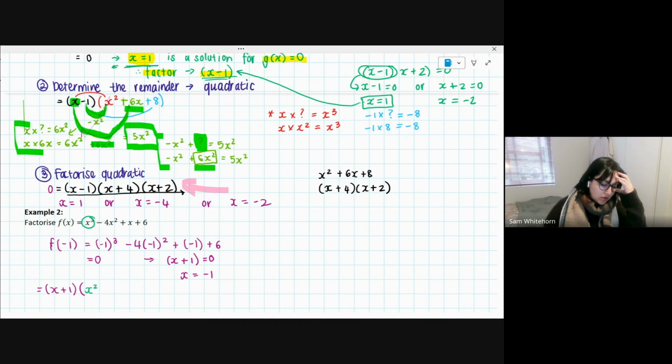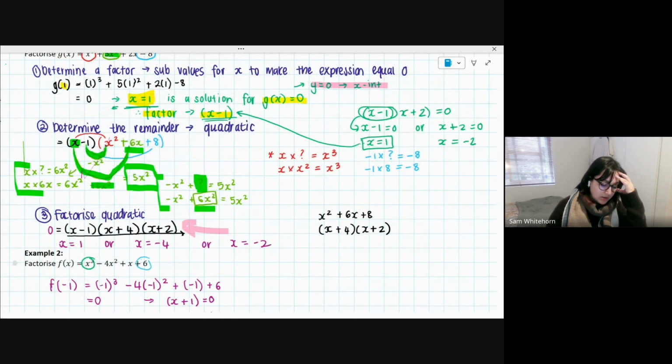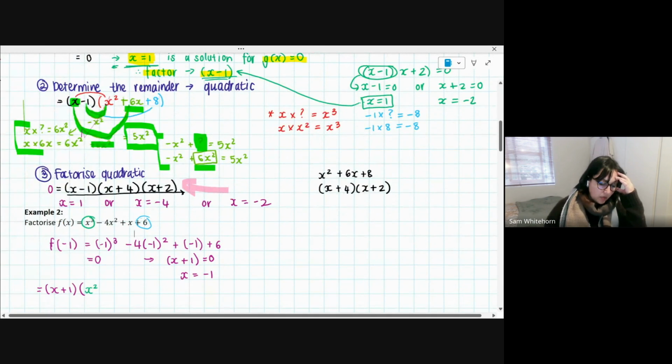Right, then we're going to go and have a look at our constant term. Looking at our constant term, the original cubic has a constant of 6. We now need to ask ourselves, 1 times what gives me 6? Well, 1 times +6 gives me 6. Now I move to the middle term.